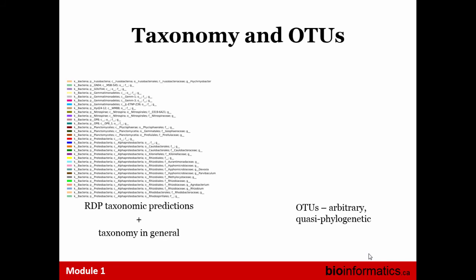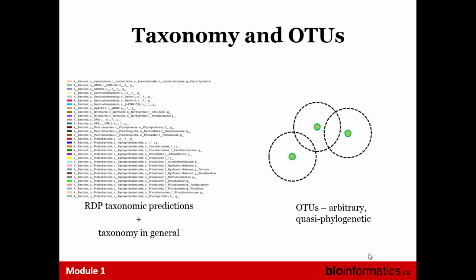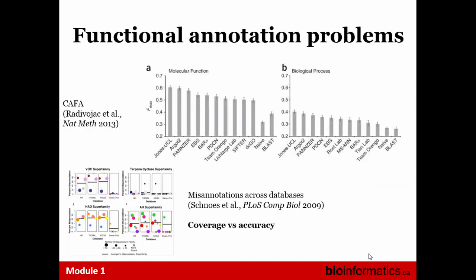RDP taxonomy is hideous, but we live with it anyway. OTUs, well, you'll be hearing enough about operational taxonomic units later. They're a nuisance, but again, we use them. And because I need to finish up, functional predictions are a pain. We could talk about this later. This is the critical assessment of functional annotation. Functional prediction methods for proteins, not doing so well. Getting better, but there are some limitations there. So all these hypotheticals, still very difficult to predict.